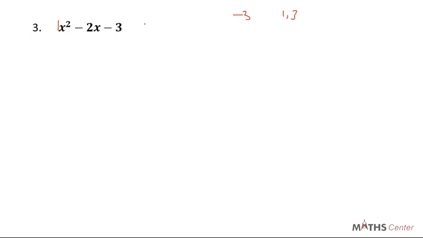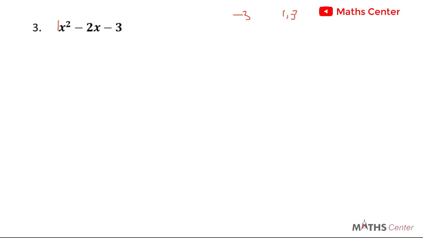Now also bear in mind that when you add them, you should get negative 2. When you multiply them, you should get negative 3. But when you add them, you have to get negative 2. So if that is the case, then it means that we have to negate 3. Because when we negate 3, 1 times negative 3 will give us negative 3. 1 plus negative 3 will give us negative 2. So it means that we have to negate the 3.